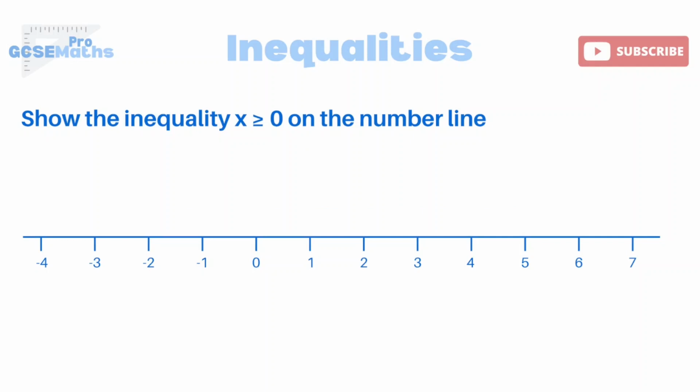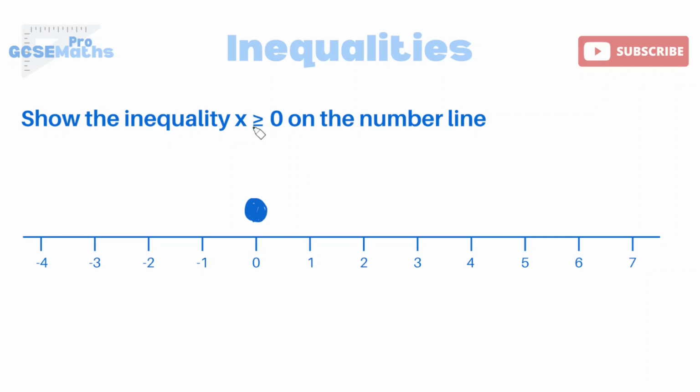Okay, now you can see we've got our equals to part as well in this inequality. Show the inequality x is greater than or equal to 0 on the number line. Still the same thing, draw the circle on the number they give you, which is 0 in this case. However, this time it's saying it's greater than 0, but it could also be equal to 0. That's including 0, so I'm going to just colour it in. It doesn't have to be perfect, you just scribble it in, make it obvious that it's coloured in.